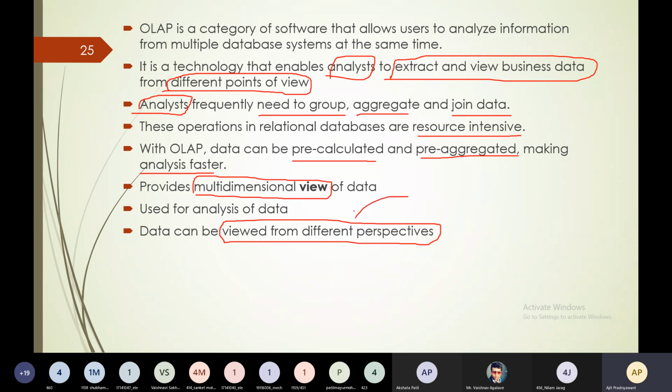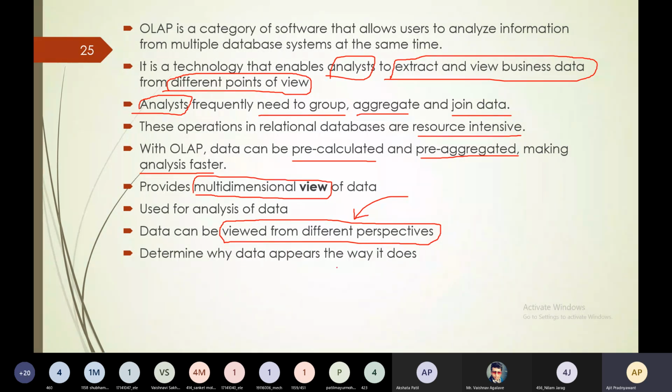It is very helpful for the manager to view the data from different perspectives, so that the manager gets an exact idea of what the data is, and based on that the manager can take decisions. And these OLAP multidimensional views help the manager retrieve and view the data in different forms, and based on this the manager can take decisions.